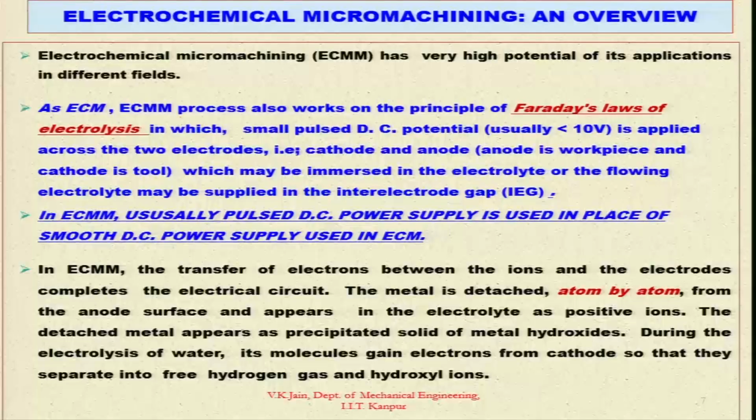In ECMM, the transfer of electrons between the ions and the electrodes completes the electrical circuit. The metal is detached atom by atom from the anode surface and appears in the electrolyte as positive ions. The detached metal appears as precipitated solid of metal hydroxides. During the electrolysis of water, its molecules gain electrons from the cathode, so that they separate into free hydrogen gas and hydroxyl ions.